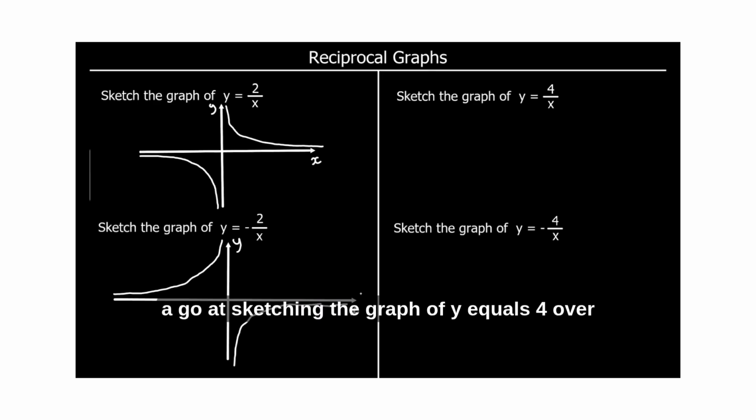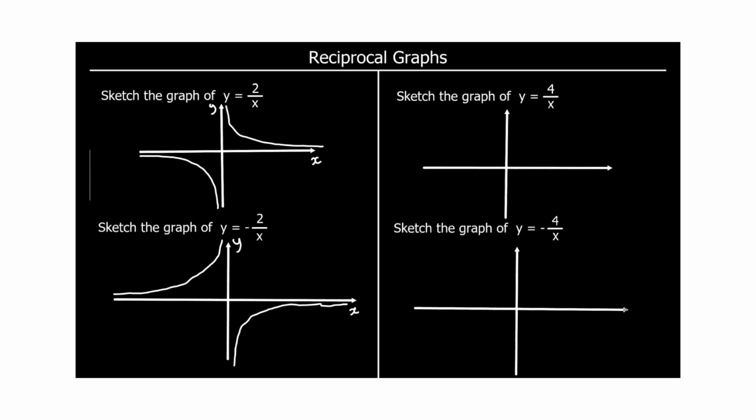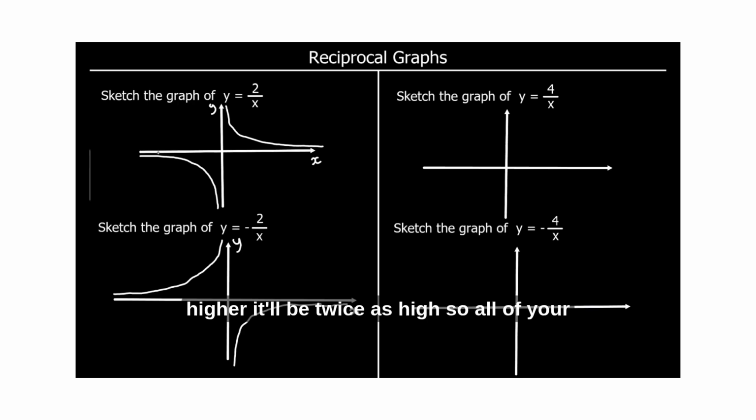Have a go at sketching the graph of y equals 4 over x. Pause the video and give it a go. So the graph of y equals 4 over x is pretty much the same as 2 over x. It'll be a bit higher. It'll be twice as high. So all of your y values will be twice as big for the same x value. It'll be twice as high, but it'll be the same shape.